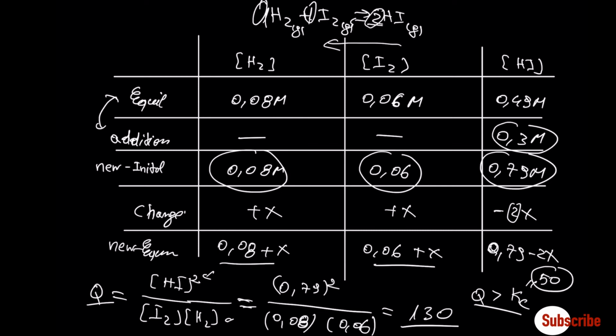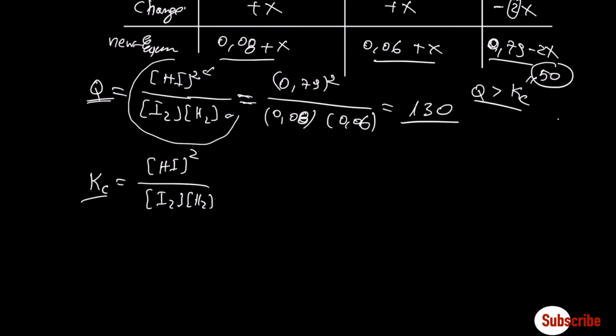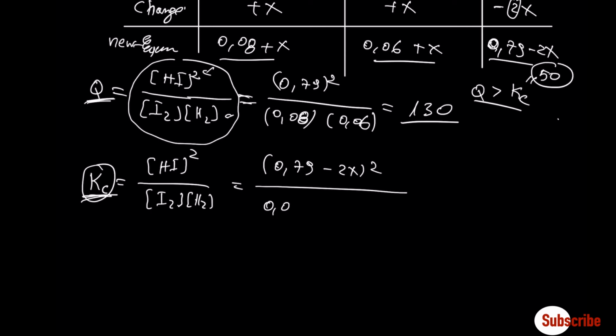Now let's place these new equilibrium concentrations into the equilibrium constant expression and find the new equilibrium concentrations by solving for x. You can see here that Q looks similar in expression to the equilibrium constant. The only difference is that the equilibrium constant deals only with the equilibrium concentrations. This is equal to 50, the value of the equilibrium constant. If you solve this kind of mathematical operation here, you get to this point.